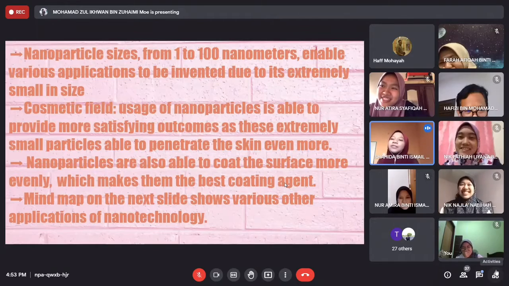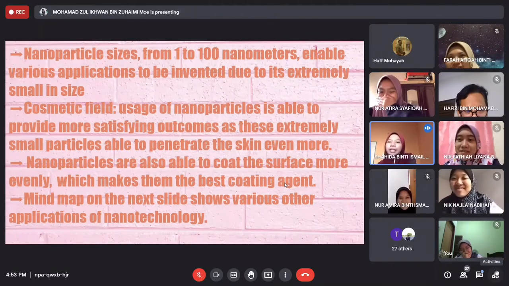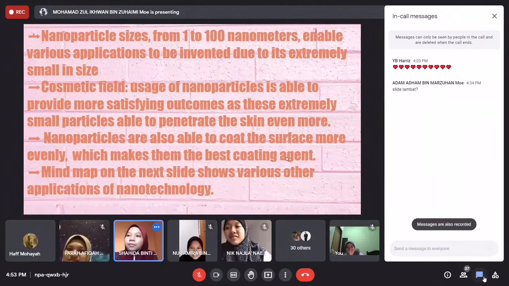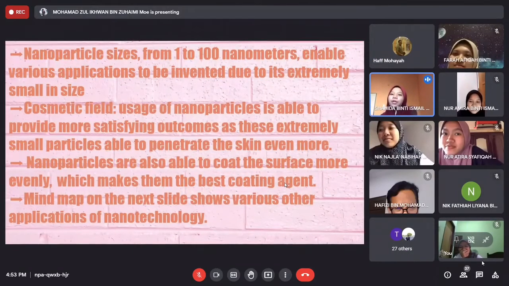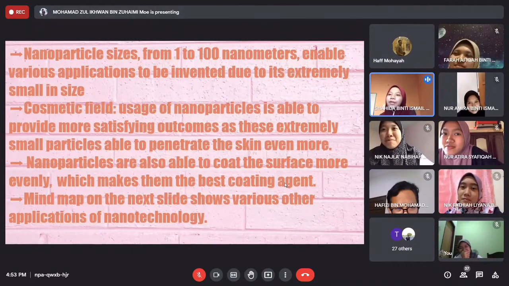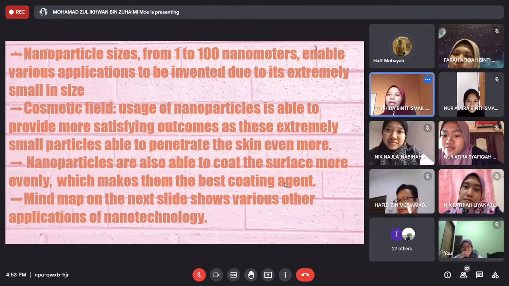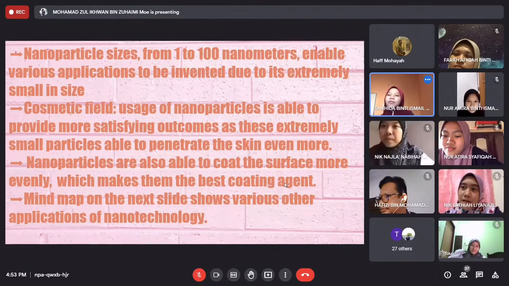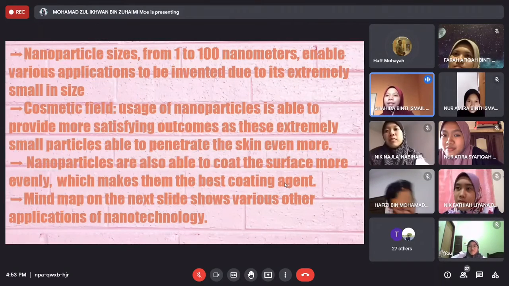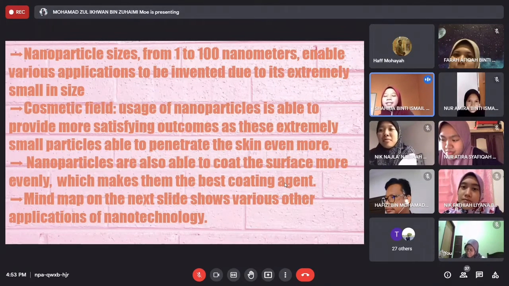Nanoparticle sizes from 1 to 100 nanometer produce various applications to be invented due to its extremely small size. For example, in cosmetic field, the usage of nanoparticles is able to provide more satisfying outcomes as these extremely small particles able to penetrate the skin even more.